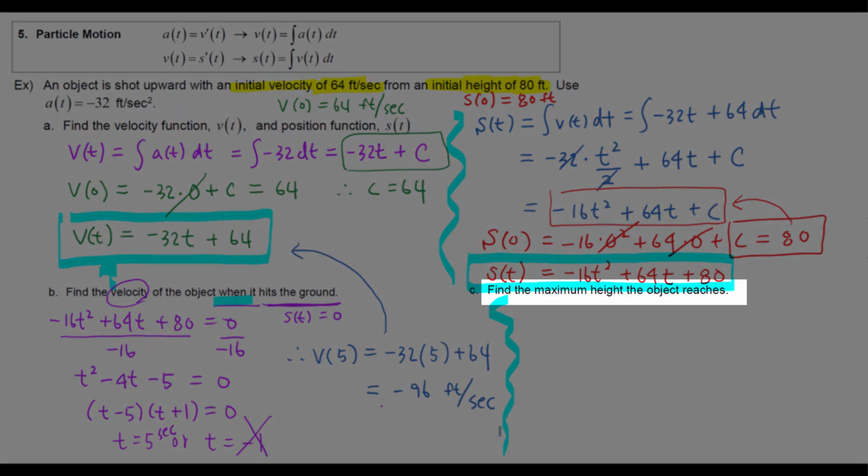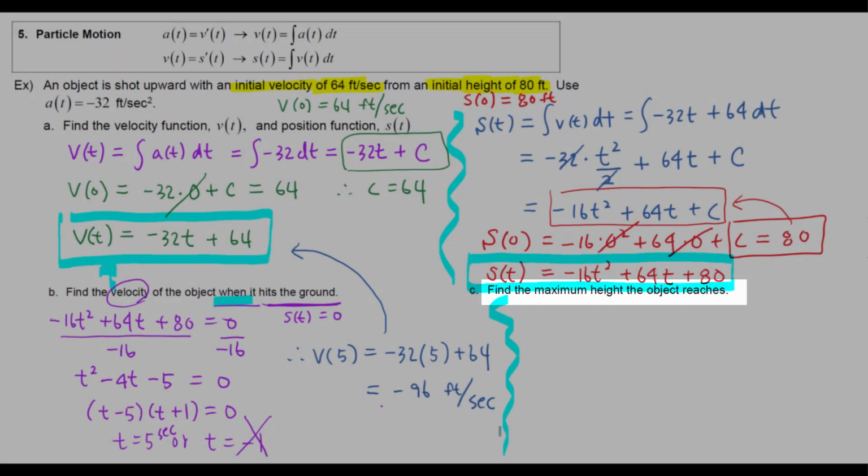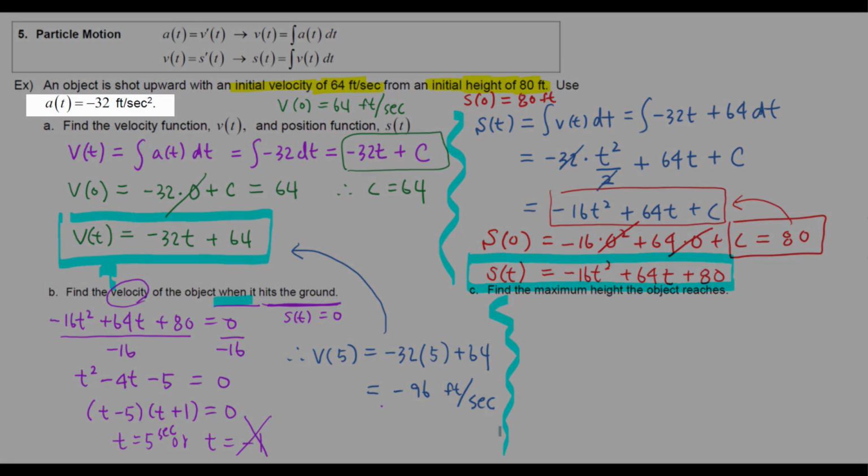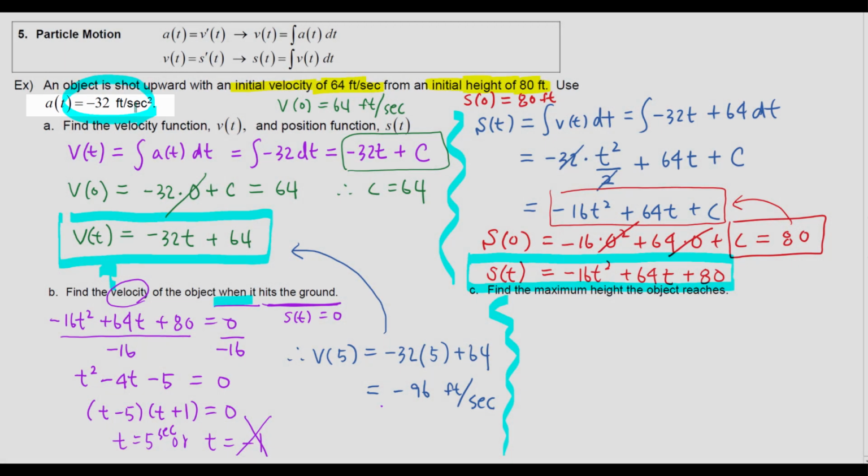Now, find the maximum height the object reaches. When do you get the maximum? Remember, our second derivative is negative, so this is concave down. So you will have a maximum when v sub t equals 0. So we're going to find when v sub t equals 0, since that's the derivative of s sub t.